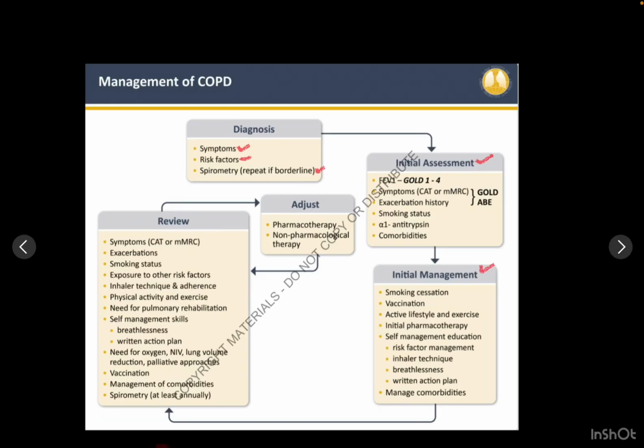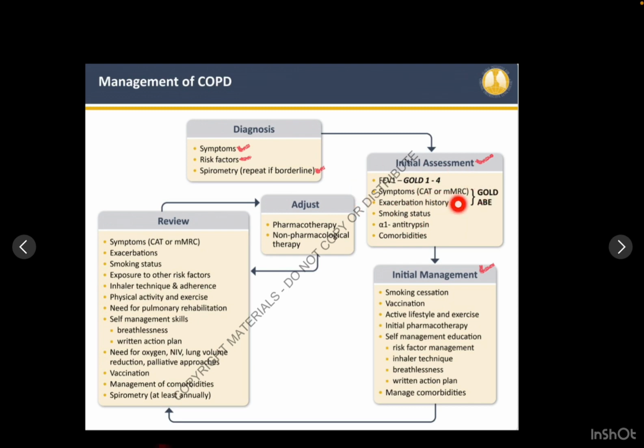Now they are talking about the protocol to follow in a patient with COPD. First we have to diagnose the case with symptoms, risk factors, and spirometry. After that, we do the initial assessment. In the initial assessment, we check FEV1 and classify the patient as GOLD 1 to 4. Then we assess symptoms using the CAT score and mMRC score, and then we check exacerbation history.